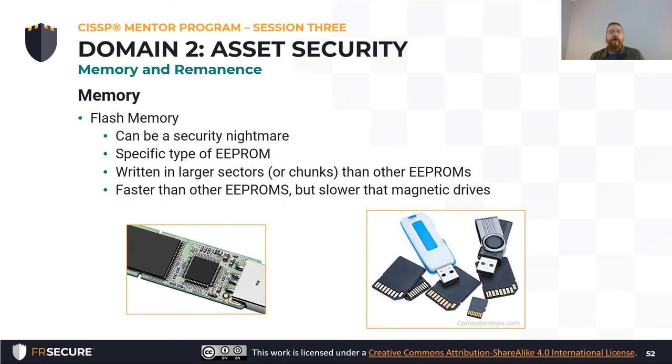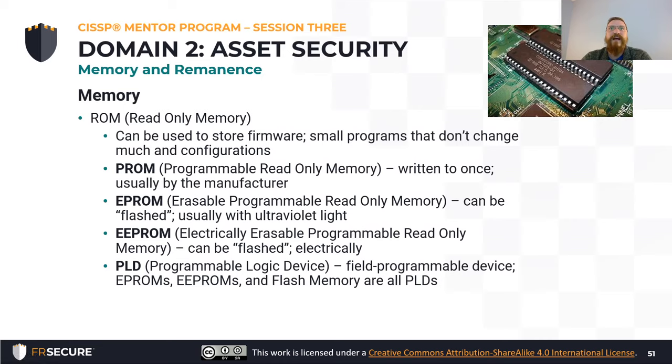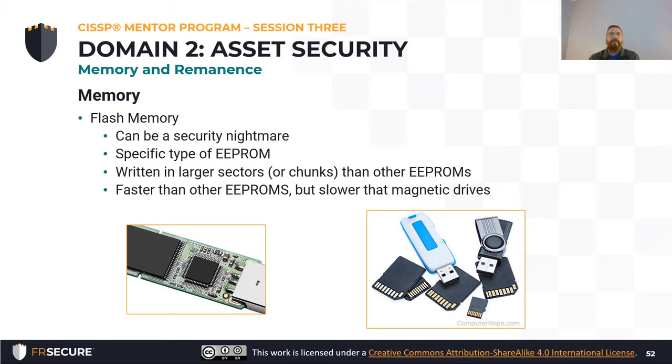All right. Flash memory. USB drives. It's the easiest thing. This is a specific type of EEPROM. So if we go back here, we're looking at flashing this electrically. Specific type, so larger chunks, faster, but slower than magnetic drives. So your SD cards, your thumb drives, things like that. Security nightmare. How do you track it, right? Got to do what you got to do, I guess. Lock it down with group policies or some sort of endpoint protection.